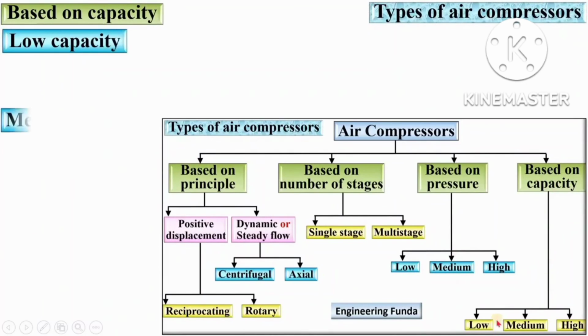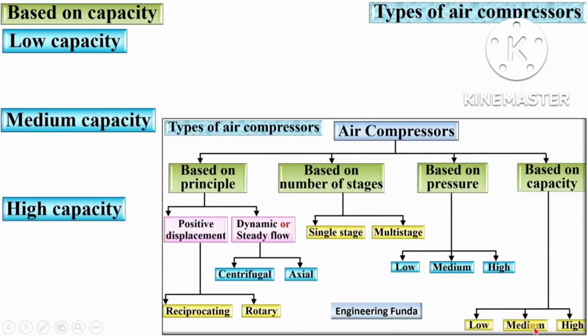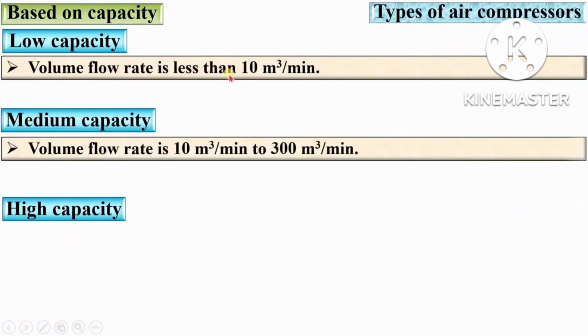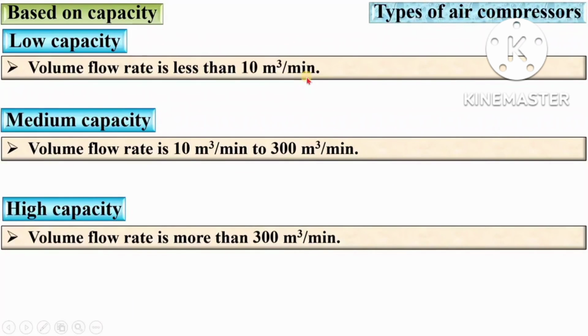Next, based on capacity, low capacity compressor, medium capacity compressor and high capacity compressor. For low capacity, volume flow rate is less than 10 meter cube per minute. In case of medium capacity, it is 10 meter cube per minute to 300 meter cube per minute. And for high capacity, the volume flow rate is more than 300 meter cube per minute. So once again, you have to remember these two figures only, 10 and 300.